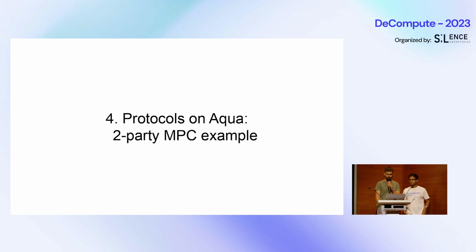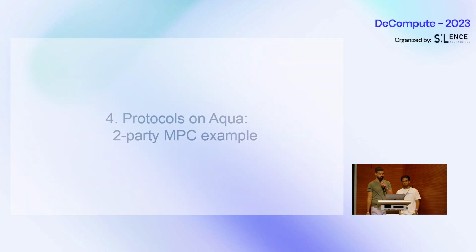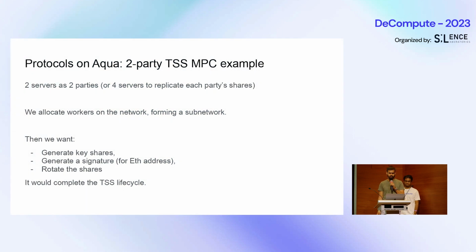Wonderful. Yeah, it works. So let's discuss protocols on Aqua and take two-party TSS MPC as an example. We are going to allocate 2 servers as 2 parties, or even better, we will allocate 4 servers to replicate each party's shares. We will have 2 copies on different peers.